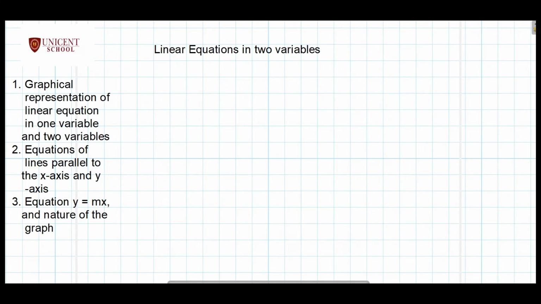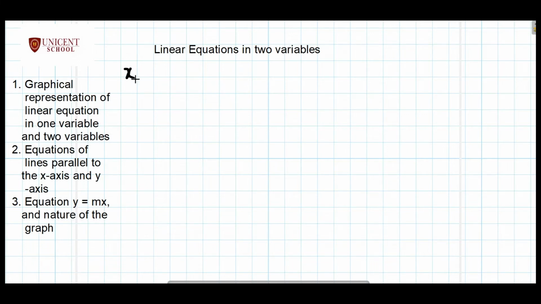In this session, we will learn about graphical representation of linear equation in one variable and two variables, equation of lines parallel to x-axis and y-axis, equation y equals mx and nature of the graph. So let's start with linear equation in one variable.